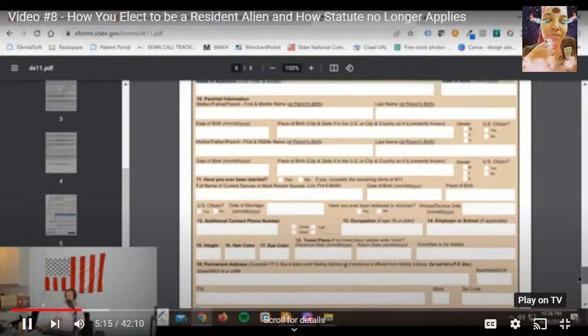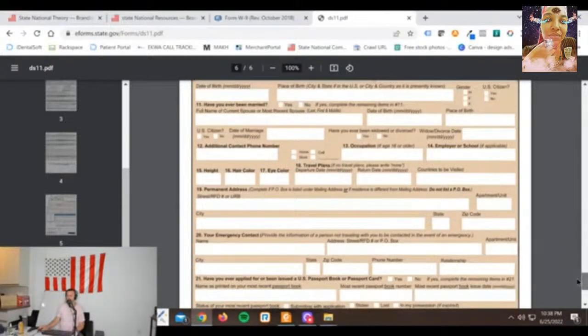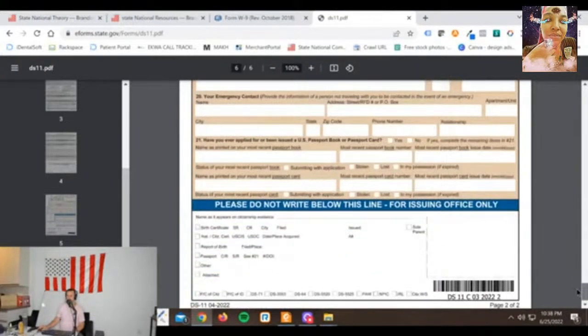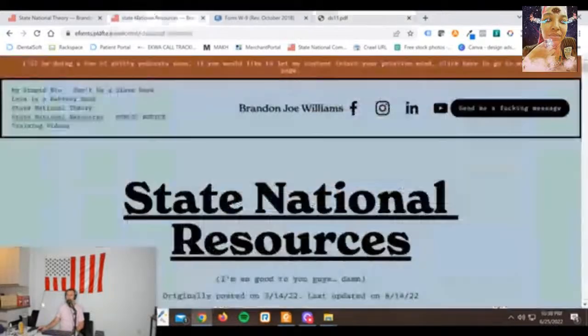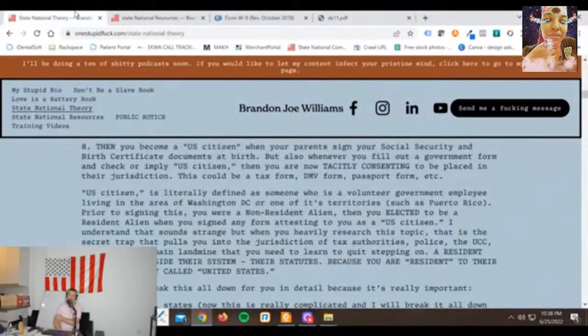Yeah. So you fill out one of these and you sign U.S. citizen to both your parents. You sign U.S. citizen to everything. So that's how many contracts is that? You have the birth certificate, then you have the Social Security number, two contracts there.